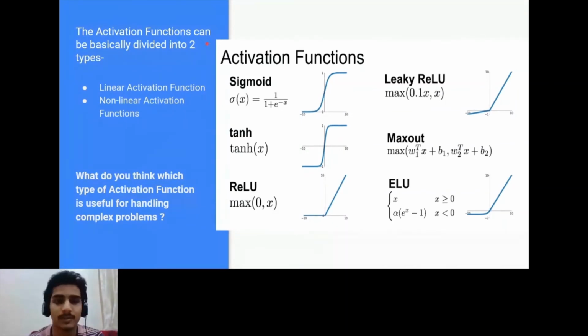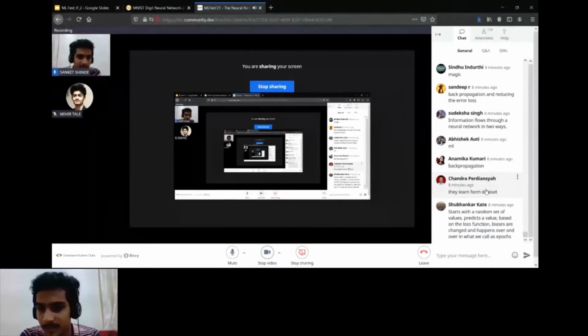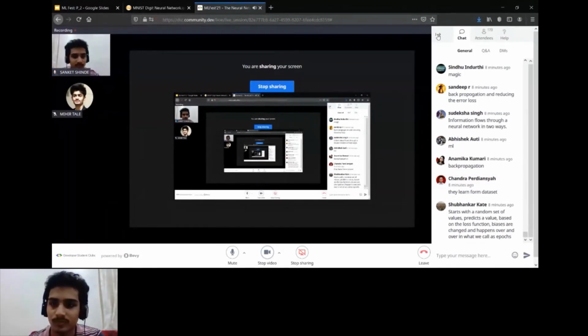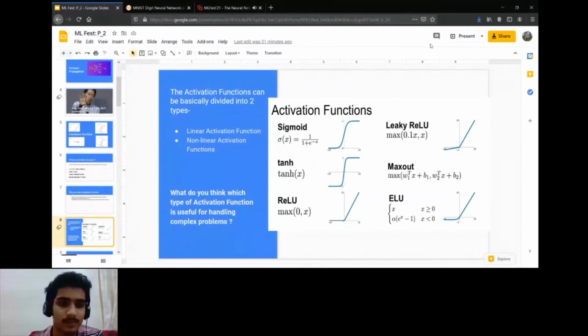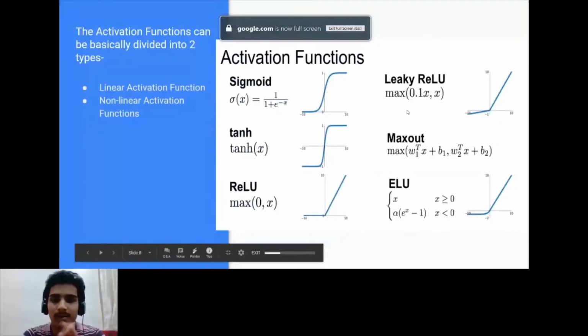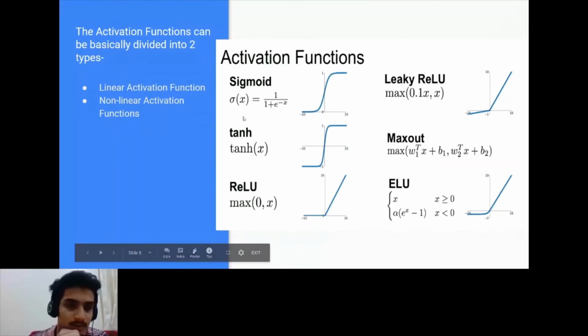So, random guesses. What do you think? Why do we even need linear or non-linear functions? Anyone? Okay, we'll just move on then. So, let us see why we need non-linear or linear functions.